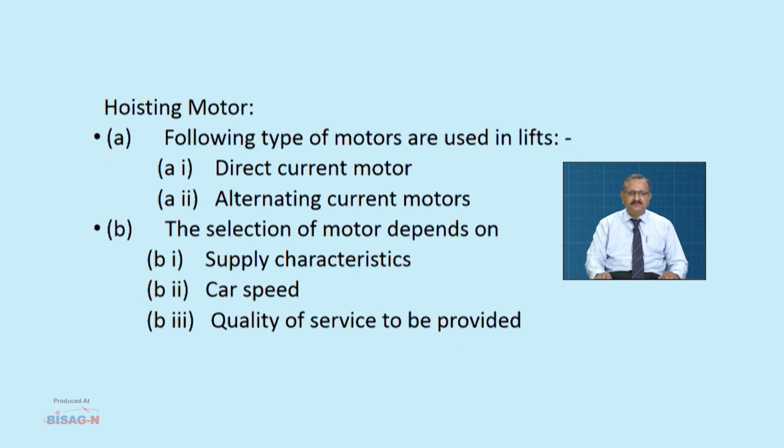Hoisting motor. This is a very important part of the lift. The following types of motors are used in lifts. Number 1, direct current motor, DC motor, and the other one is AC motors, alternating current motors. Now selection of motor depends upon A, supply characteristics, car speed, and quality of service to be provided.